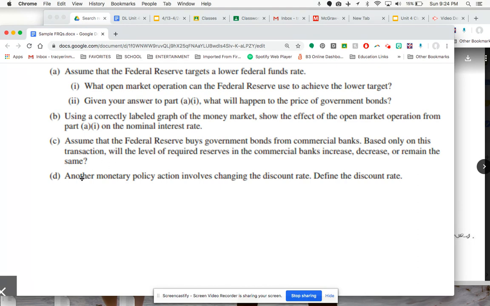D is really, really easy, and it's just a definition question. Do you know your vocabulary? Another monetary policy action involves changing the discount rate. Define discount rate. The discount rate is the interest rate that who charges banks? The Federal Reserve. So that's question E. Pretty simple.